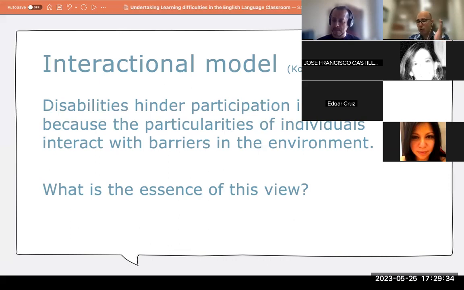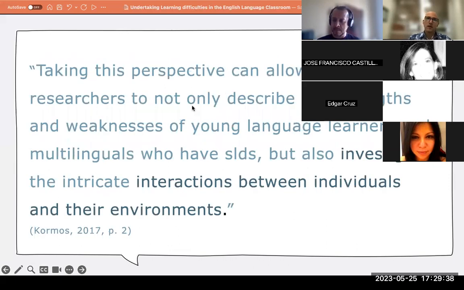Quite different, guys, quite different. Now, what is the essence of this view? If we take this perspective, it will allow us to not only describe the characteristics of the individual, but it will also open the door to investigate, to research, the interaction between those differences, those difficulties, and the environment.